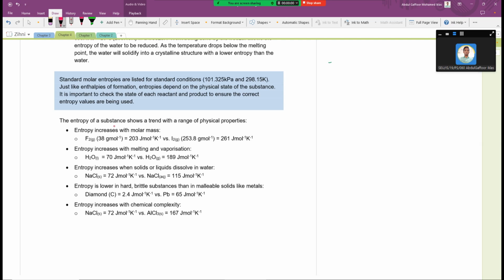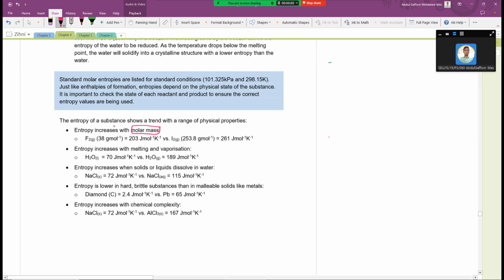Here the entropy of substances shows a trend with a range of physical properties, right? So as I told you, entropy increases with molar mass. Molar mass means what? The mass of a mole of a substance, right? So if you increase the molar mass, the weight is increasing. If the amount of substance increases, then definitely there will be randomness, right?